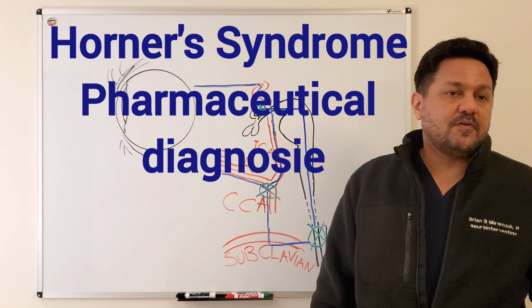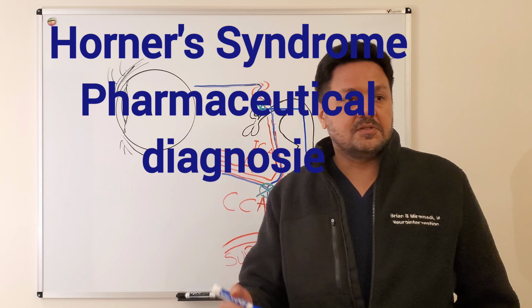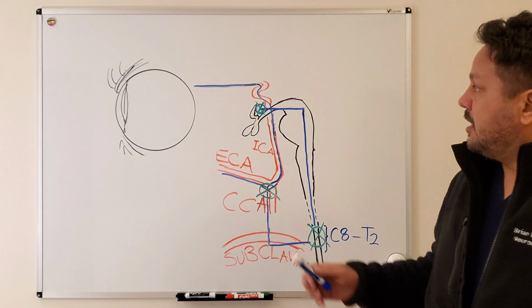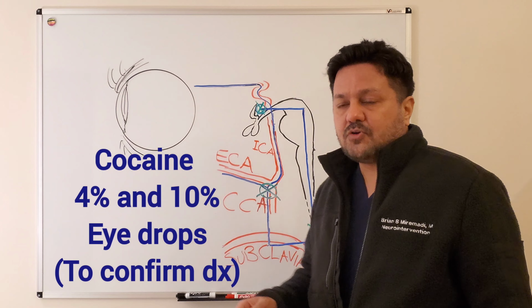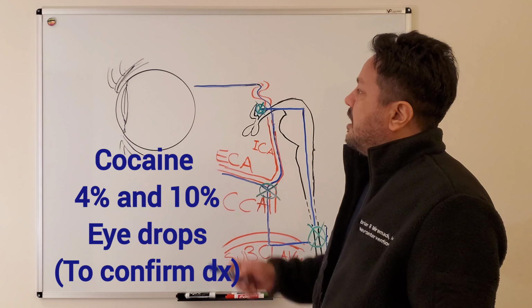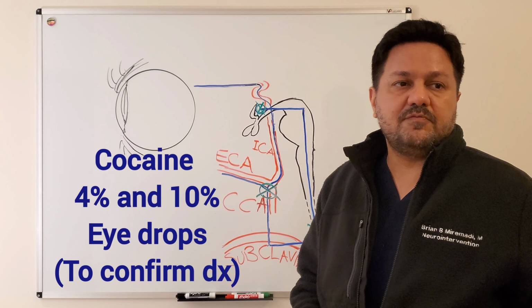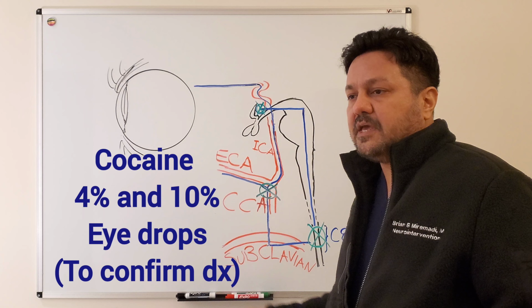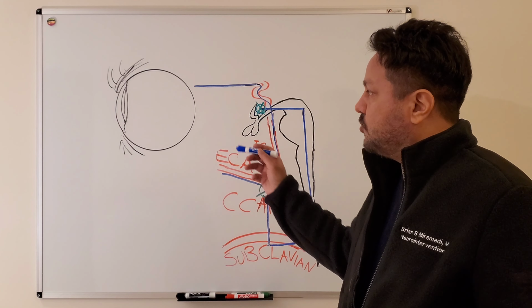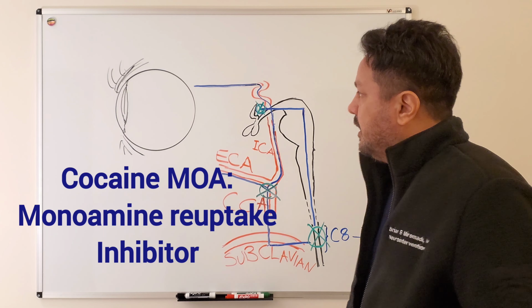What's the role of pharmaceutical agents in diagnosis and localization in Horner syndrome? You can use cocaine eye drops. They come in 4% and 10% for this reason. And the mechanism of action of cocaine is to prevent the reuptake of the neurotransmitter norepinephrine in this case. So it's a neurotransmitter reuptake inhibitor.